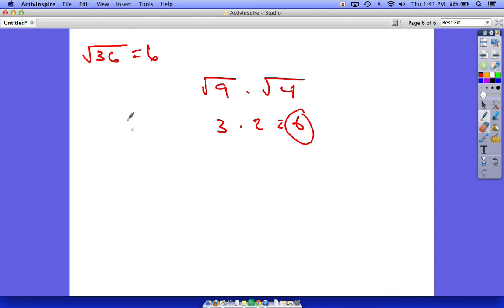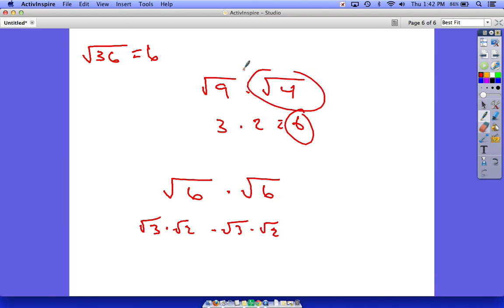Let's say I did factors of 36 being, well, let's do 6 times 6. We can break this down more. Square root of 3 times square root of 2 times square root of 3 times square root of 2. And then if we multiply the 2 and the 2 together, we get this. If we multiply the 3 and the 3 together, we get this. So we get back to where we started.